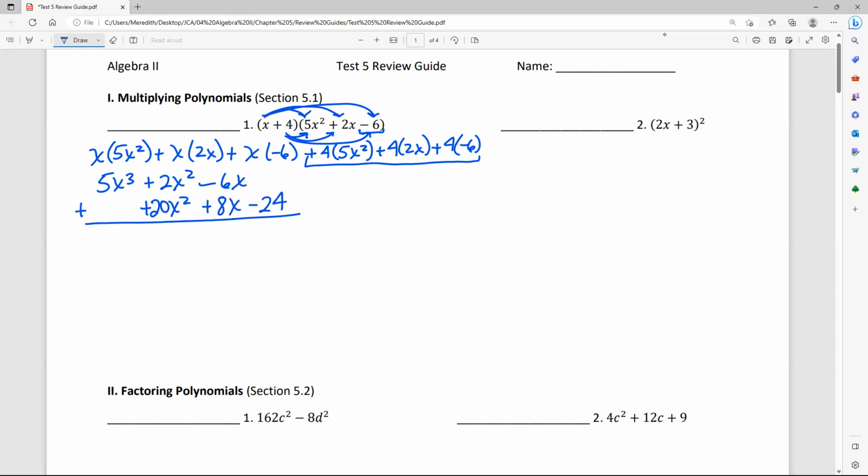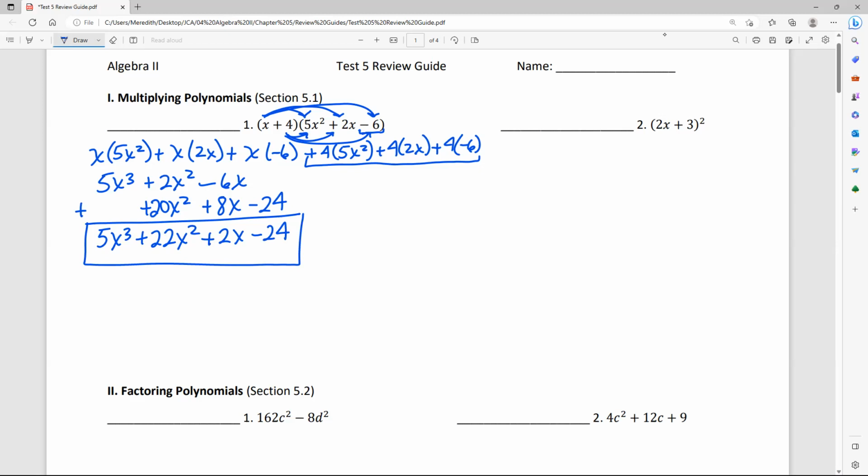Add these together. So it just is 5x cubed. 2x squared plus 20x squared is plus 22x squared. Negative 6x plus 8x is plus 2x, minus 24. And we are done. That is it. All like terms have been combined. We can't simplify it anymore. All right, so let's do number 2.